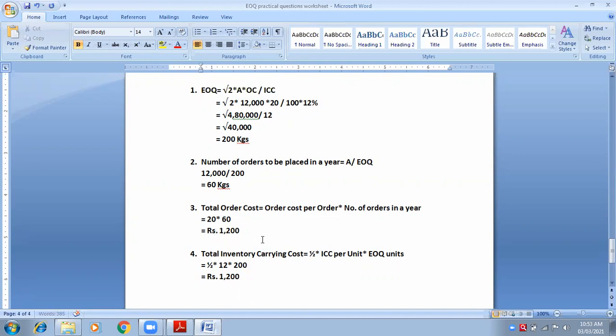Does it match? This 1200 and this 1200 exactly match. So our sum is correct. See how simple the sums are. We should remember this formula. Yes, only the formula is important.